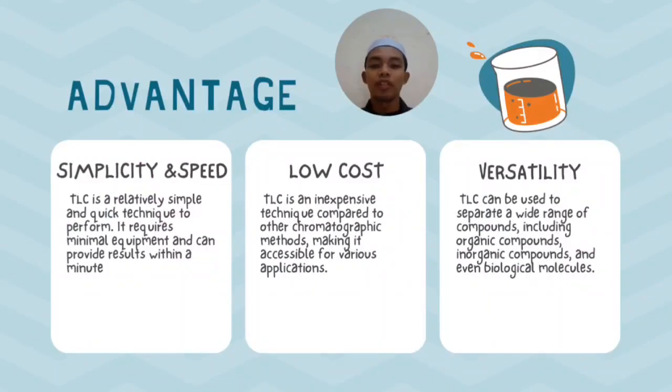For the advantages of TLC chromatography, there are 3 points. The first one is simplicity and speed. TLC is a relatively straightforward technique to perform. It requires minimal equipment such as TLC plates, developing chambers, and solvent. The procedure is typically quick, with results often obtained within a minute or an hour, making it suitable for rapid analysis.